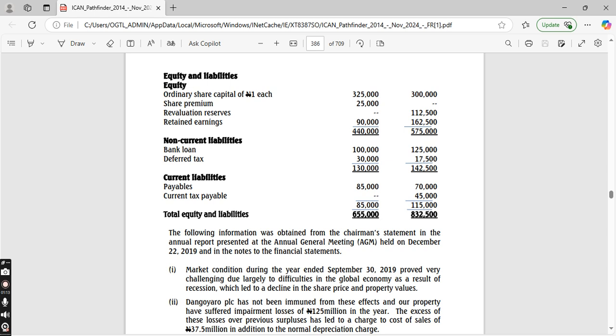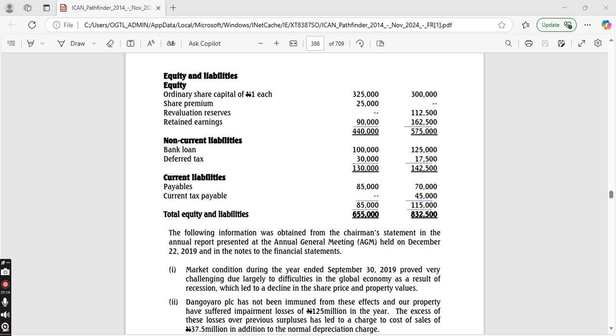You add it to the retained earning. But if you have a loss, what do you do? You deduct it from retained earning. So if your retained earning is 162,500 minus 52,500, that's 110,000. Now let's look at it. We are supposed to have 110,000 as our retained earnings.